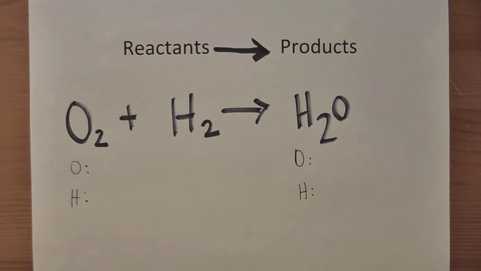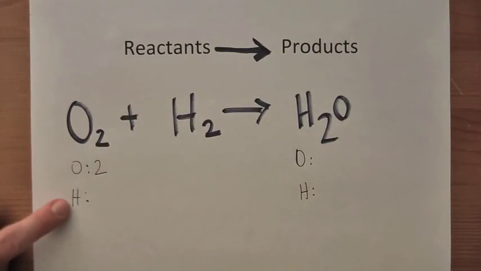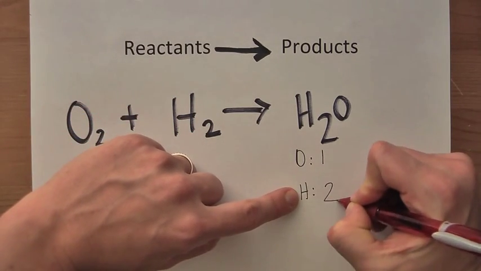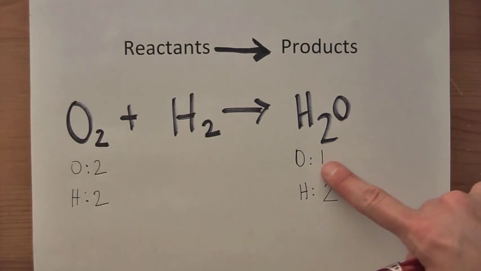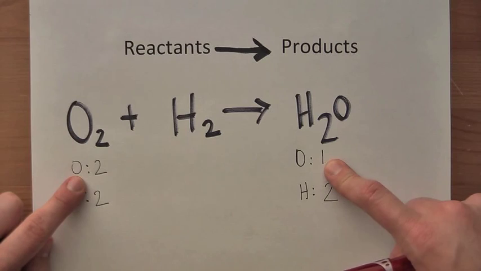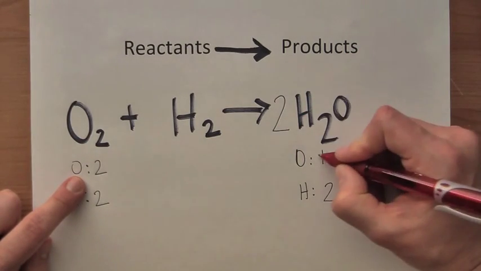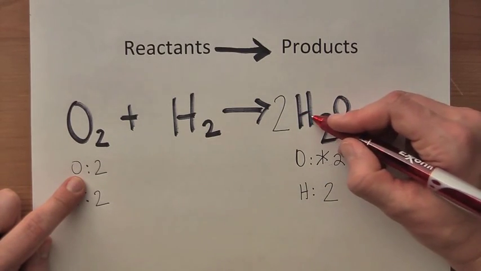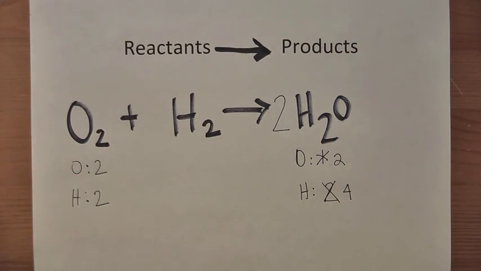So let's count how many oxygen I have on this side. I have 2. Hydrogen, I have 2. Over here, I have 1 oxygen and 2 hydrogen. Here's my problem. I must have 2 oxygen, so I put a 2 out in front. That changes this to a 2, but it also changes the amount of hydrogens I have. I now have 4 hydrogen.